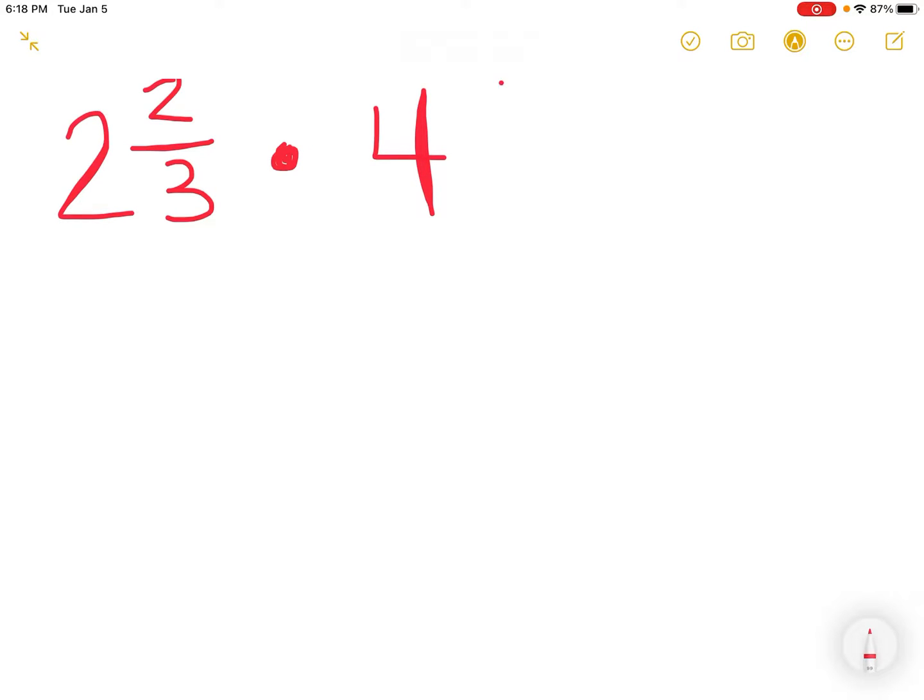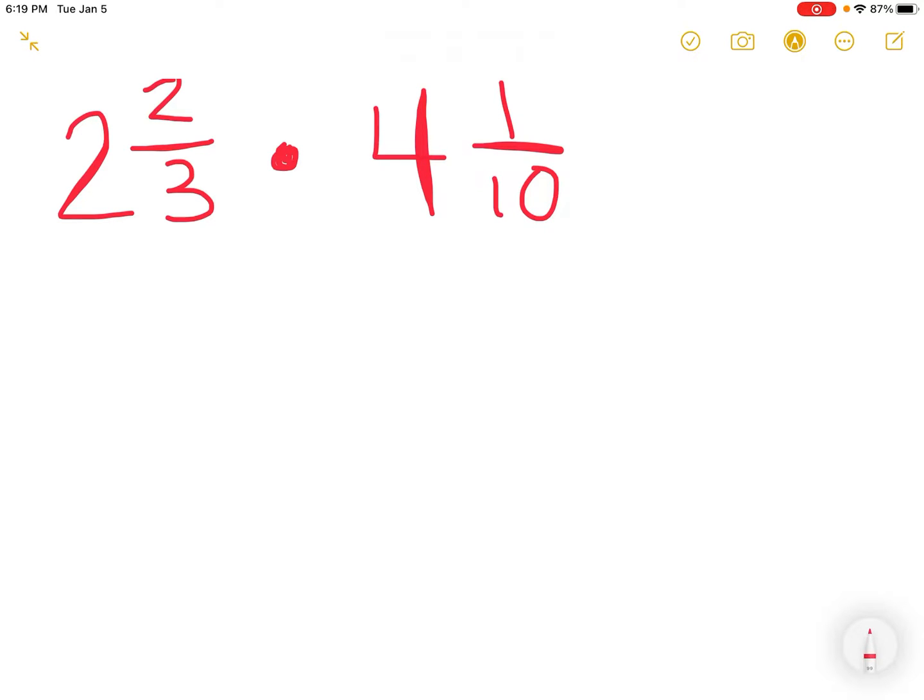We're going to start with multiplying mixed numbers. Remember, a mixed number is a fraction with a whole number out in front of it. So we're going to start with 2 2/3 times, remember that times we can use different symbols that mean multiply, so I'm going to be using a dot for this problem, times 4 1/10.